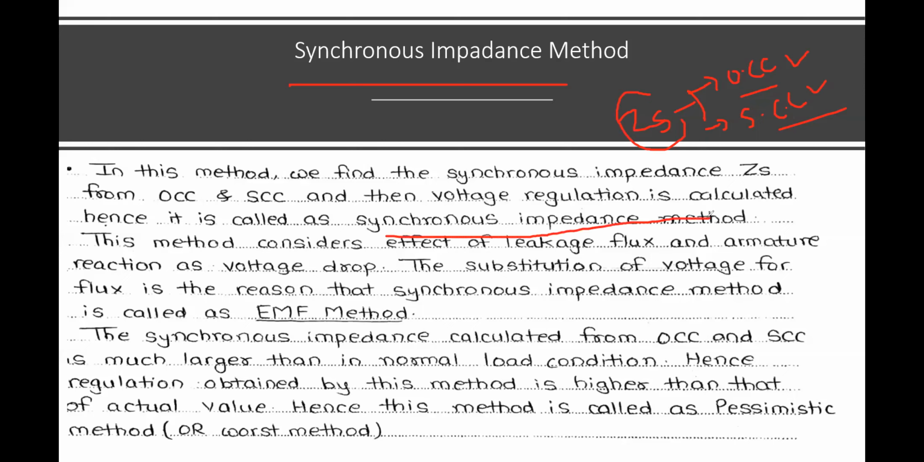Now the second important point is, in an alternator there are three types of drop present. Tell me which three types of drop are present in the alternator. I already covered this in the last unit.